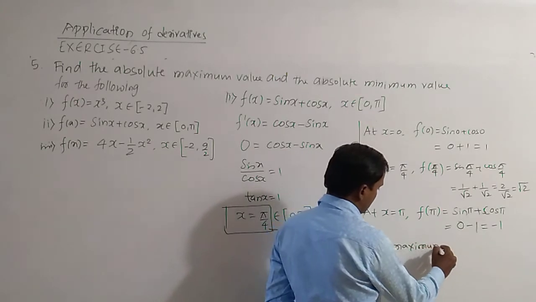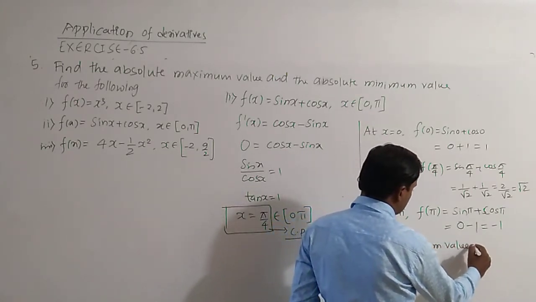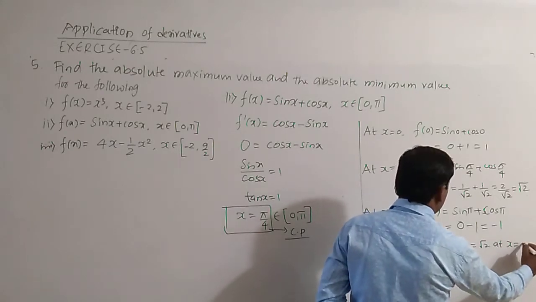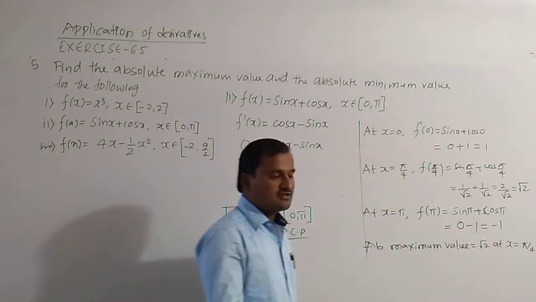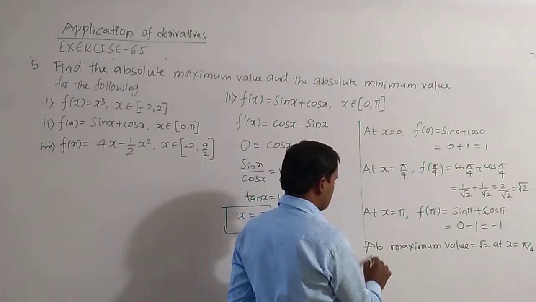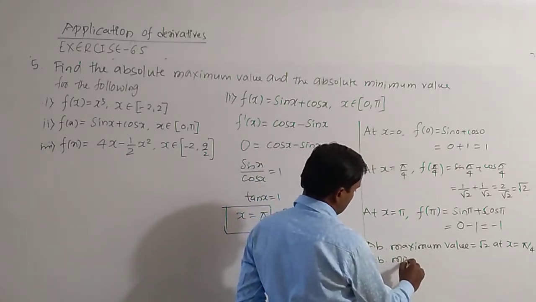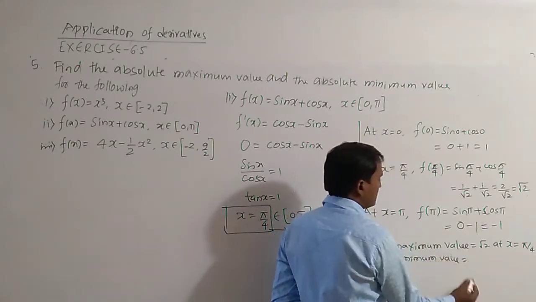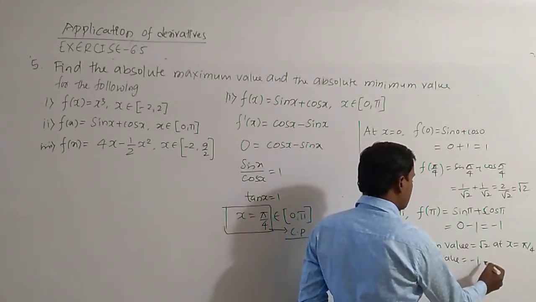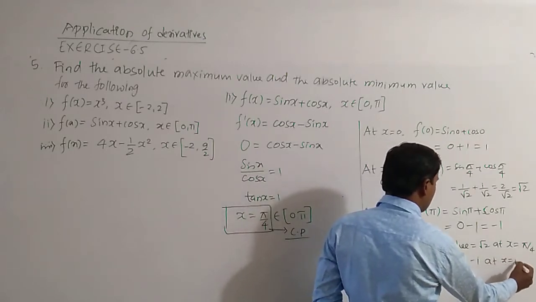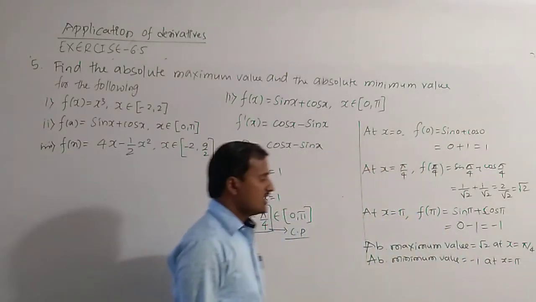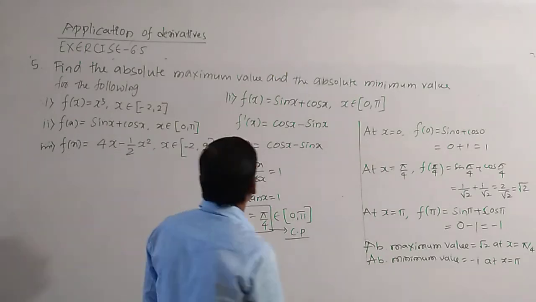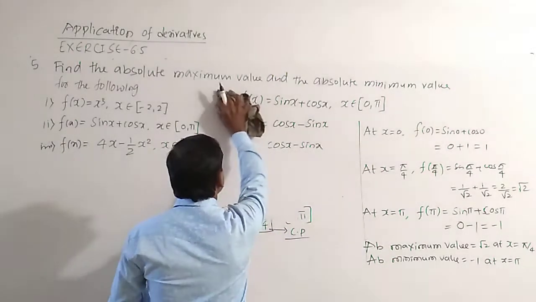Clearly root 2 is the maximum by comparing all the three values, so therefore your answer is the absolute maximum value, which is equal to root 2 at the point x equal to pi by 4, right? Now which is the least? Least is -1, so the absolute minimum value is equal to minus 1 at x equal to pi, right? So this is the absolute maxima and absolute minima. Okay, next I will go to the third question.